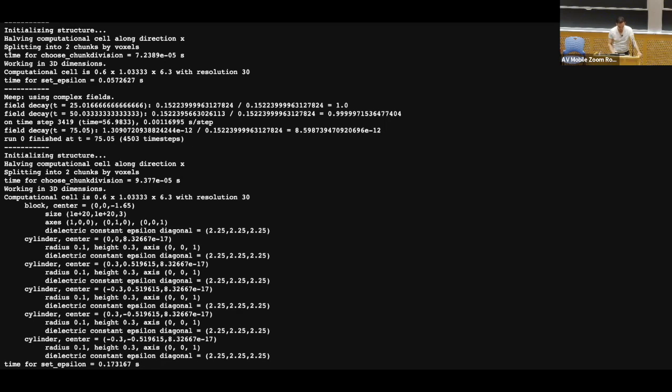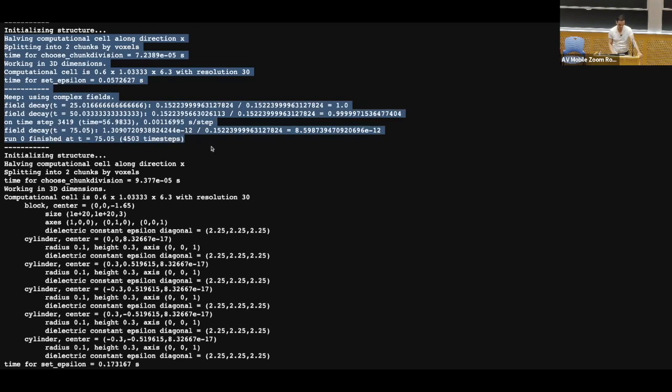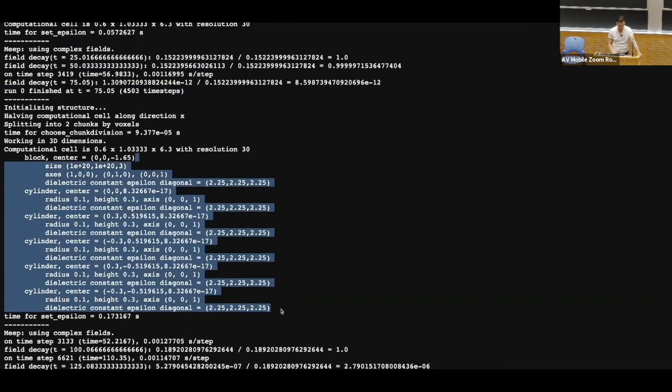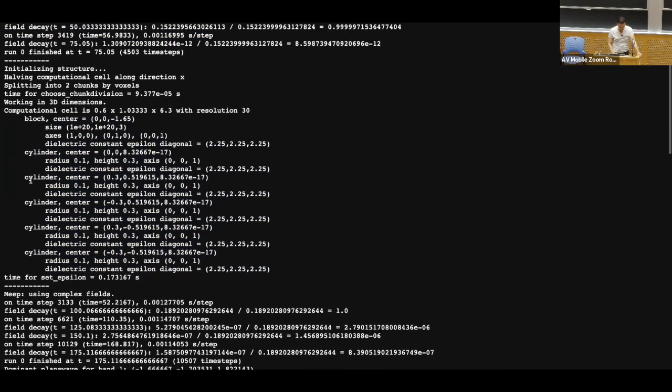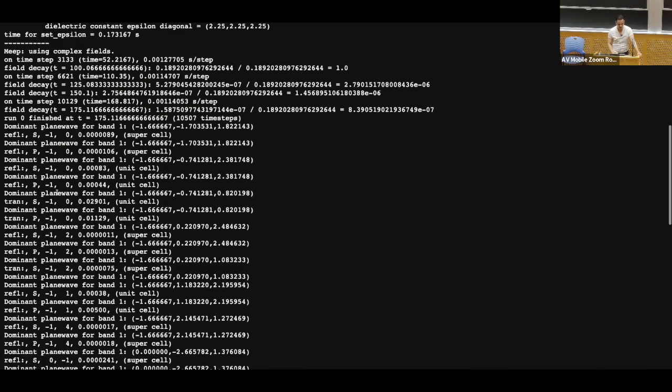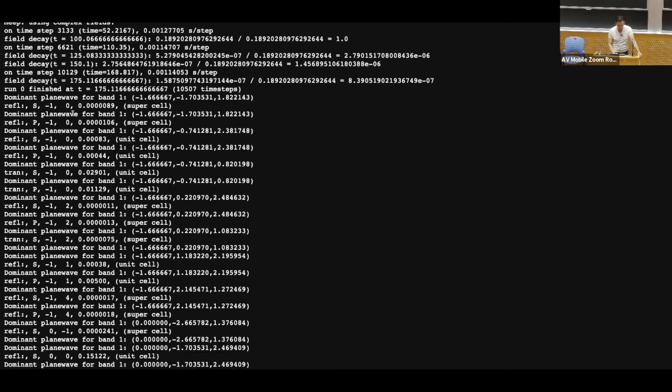We do a reference calculation with just the default material to compute the incident power of the source. And then we put in our actual structure. We create this supercell with these 5 blocks and a substrate underneath them. Sorry, 5 cylinders and a substrate underneath them. We do our time stepping, and at the end, we loop over all of the reflected orders and the transmitted orders, and one by one, we compute their values.